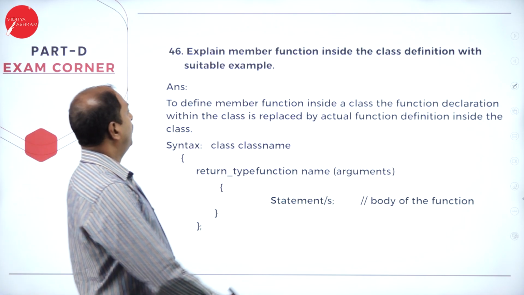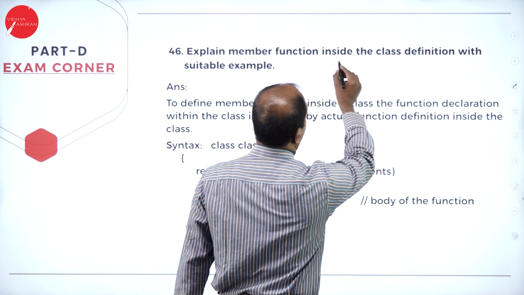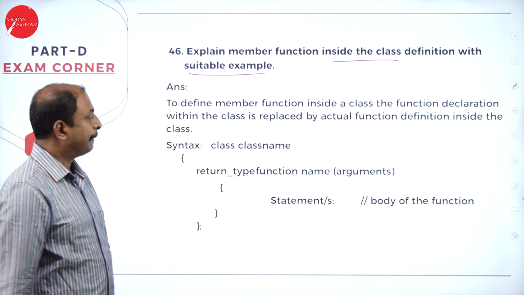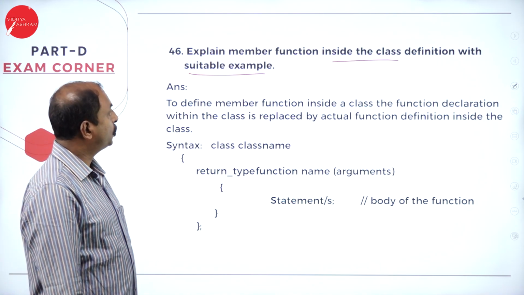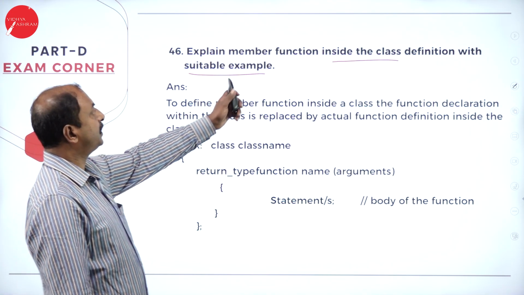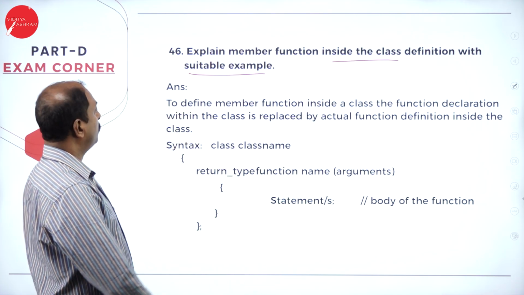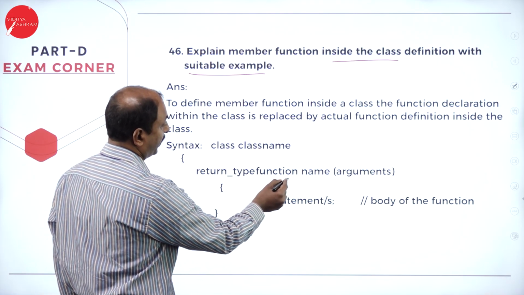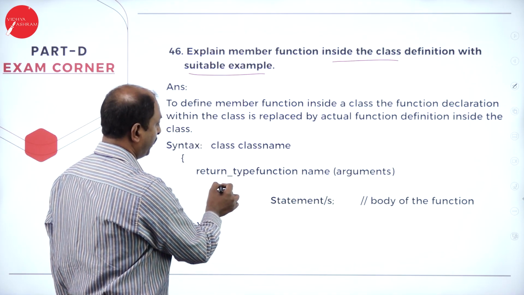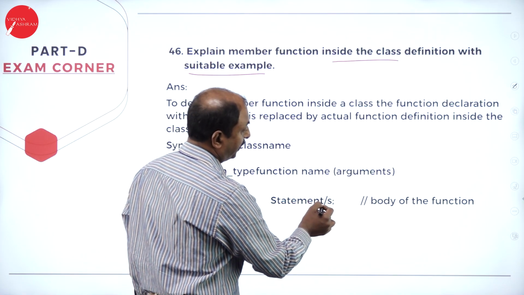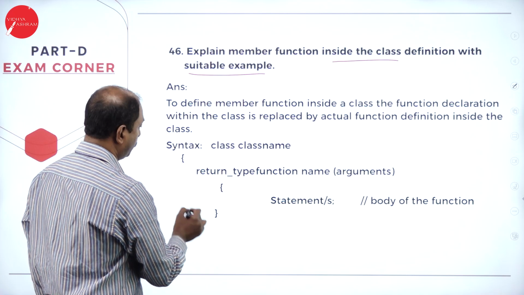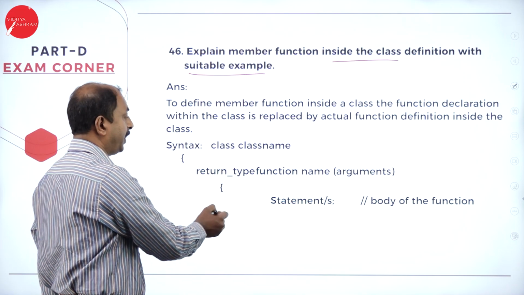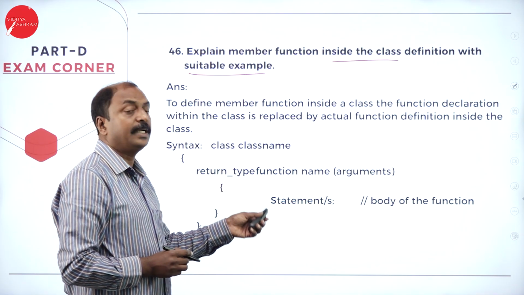Next question is, explain a member function inside the class definition with suitable example. So this is an exam program to show how to make use of a function definition inside a class. So look at the syntax here: class name, return type, function name, arguments, open the bracket, statements, and close this. So this is the body of the function. If you observe this, the class starts here and ends here with a semicolon. In between, we have written the function definition inside the class.